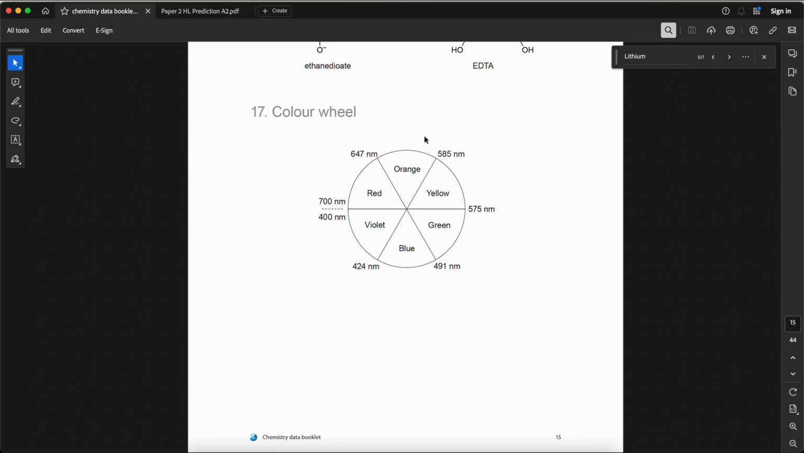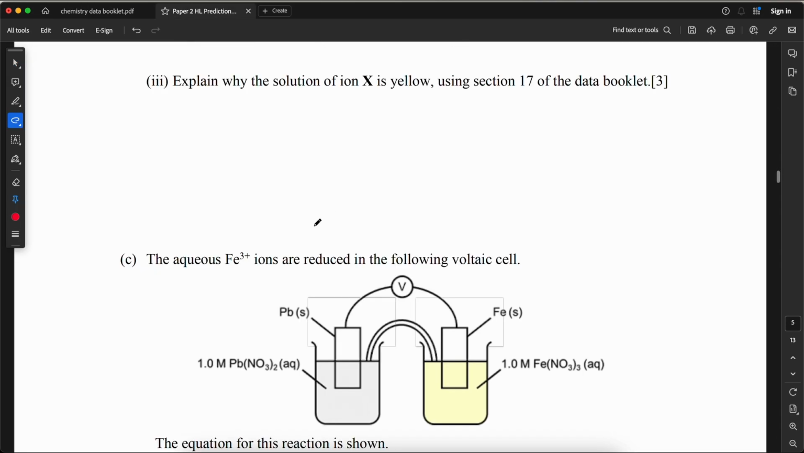Okay, so it's yellow. So it absorbs violet light, as this is complementary to yellow. So the answer will be: the solution absorbs violet light, as this is complementary to yellow.